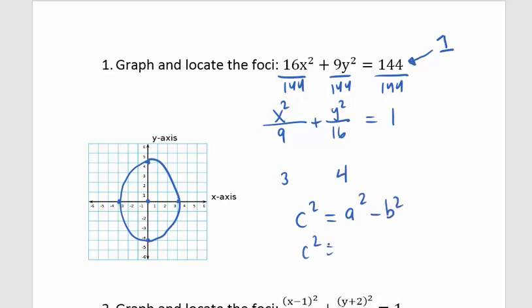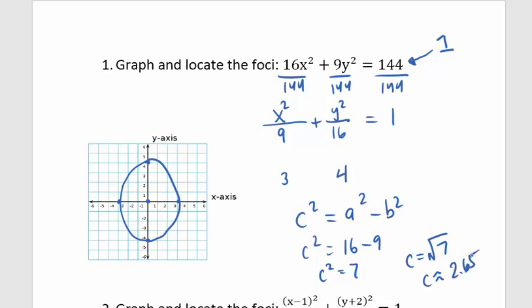So c squared. Notice these values up here are actually already a squared and b squared. So a squared in this case will be the larger value, the one under y. So that would be 16 minus 9. And so we get c squared is equal to 7. And so then c would be equal to the square root of 7. Now if I'm going to graph this, I need to get an approximation for that value. So let's see, 7, take the square root of that, 2.65 about.